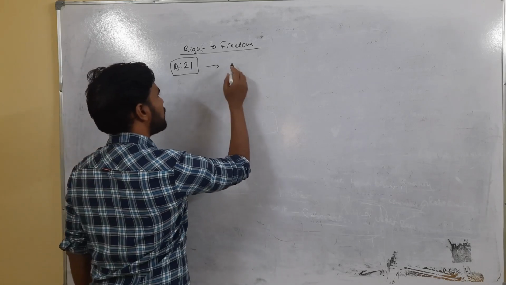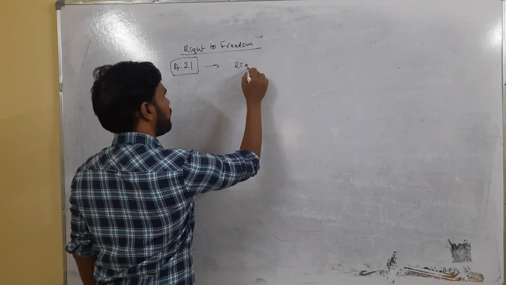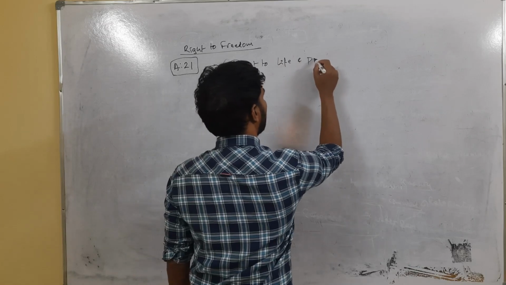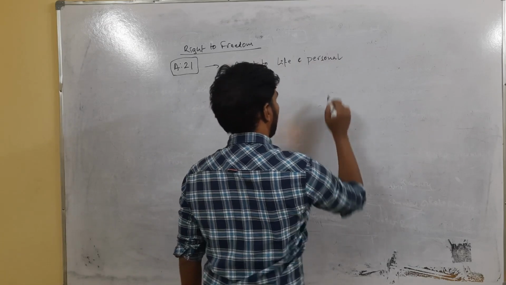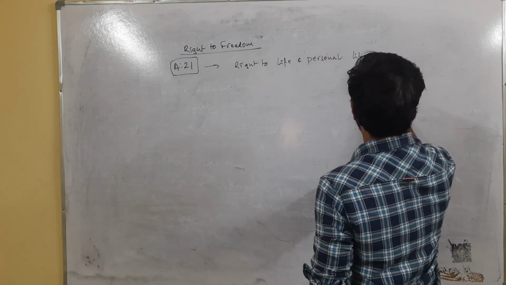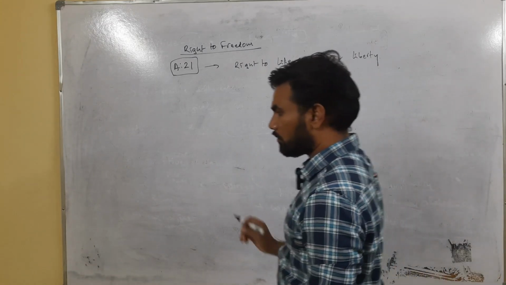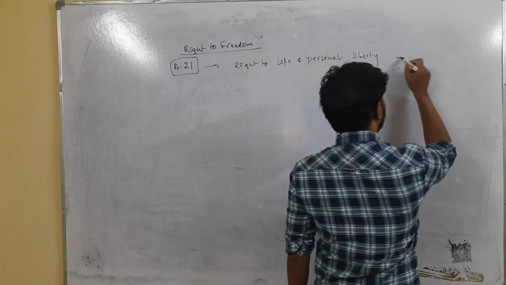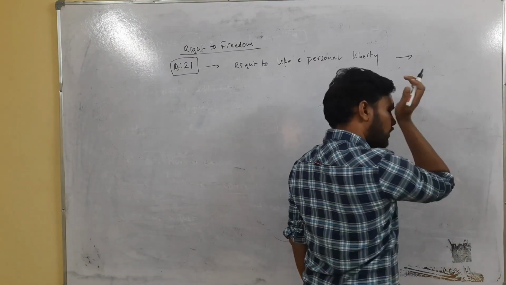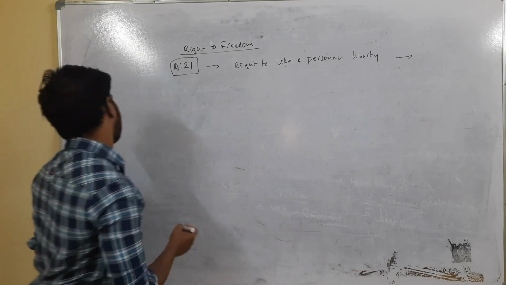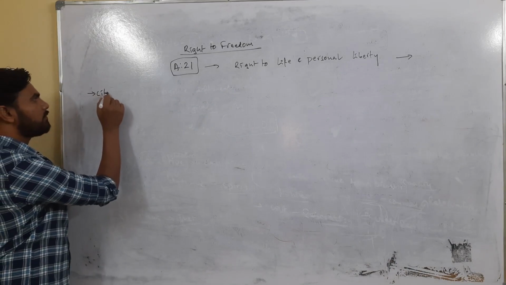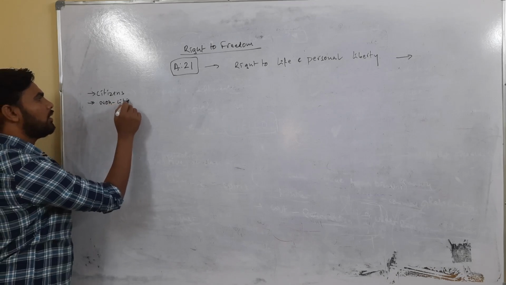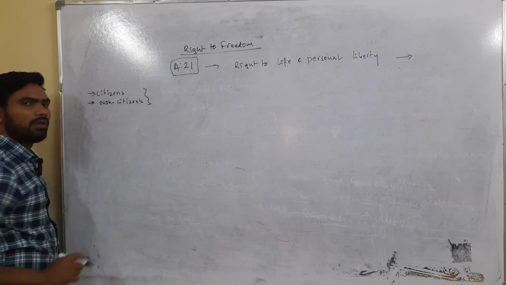Article 21 is saying that there is the right to life and personal liberty. For every person there is the right to life and personal liberty. You have to remember that this right is available to all the people of India. It is applicable to both citizens of India and non-citizens, which means it is also available to foreigners.